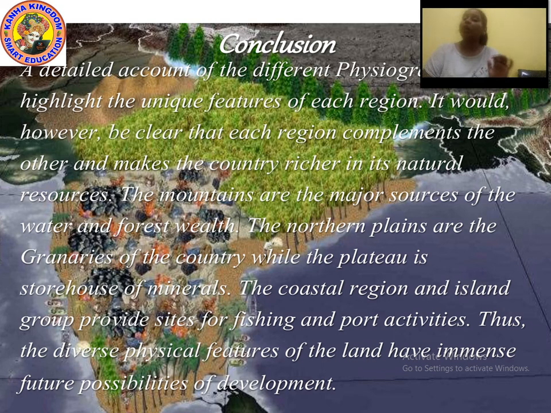I hope you have all understood this chapter, and I request you all to read the chapter properly and understand the differences between the several physical features of India.